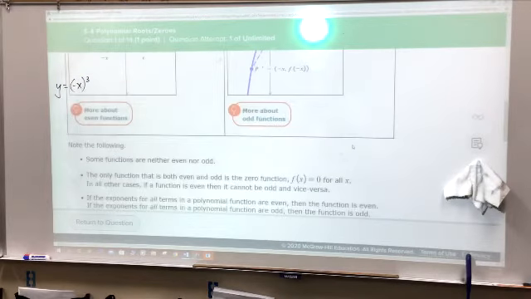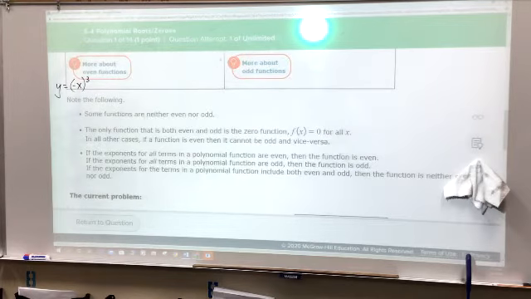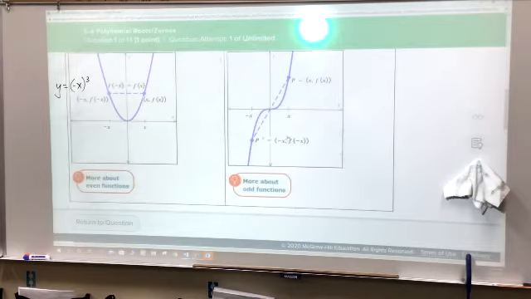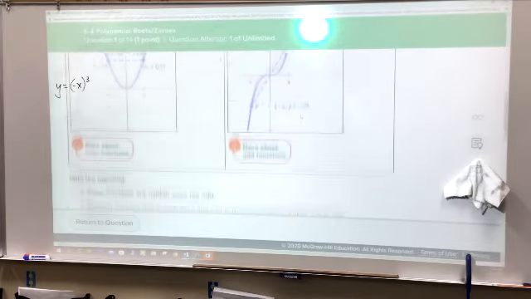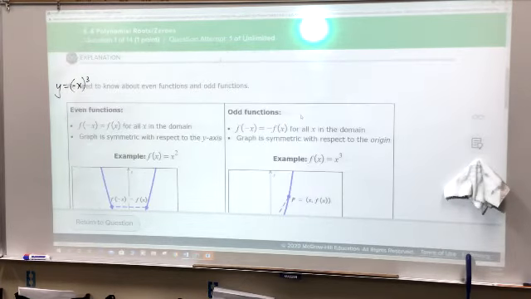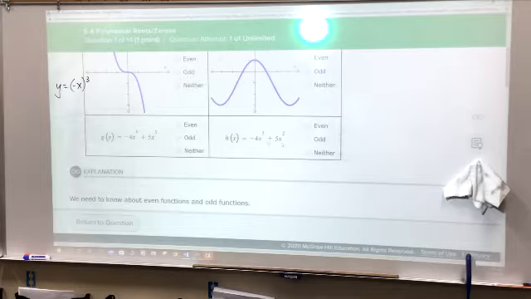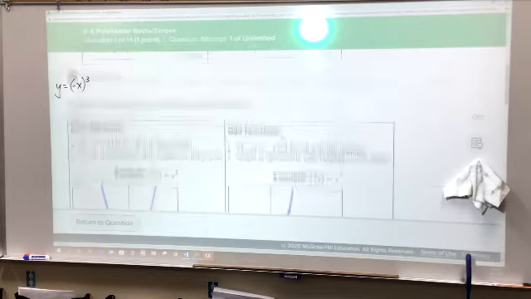Okay. More about even functions. Note the following. Some functions are neither. The only function that is both even and odd is the zero function, f of x equals 0 for all x's. In all other cases, if a function is even, then it cannot be odd. Okay, which is what I was thinking about this one. If it's even, it cannot also be odd.